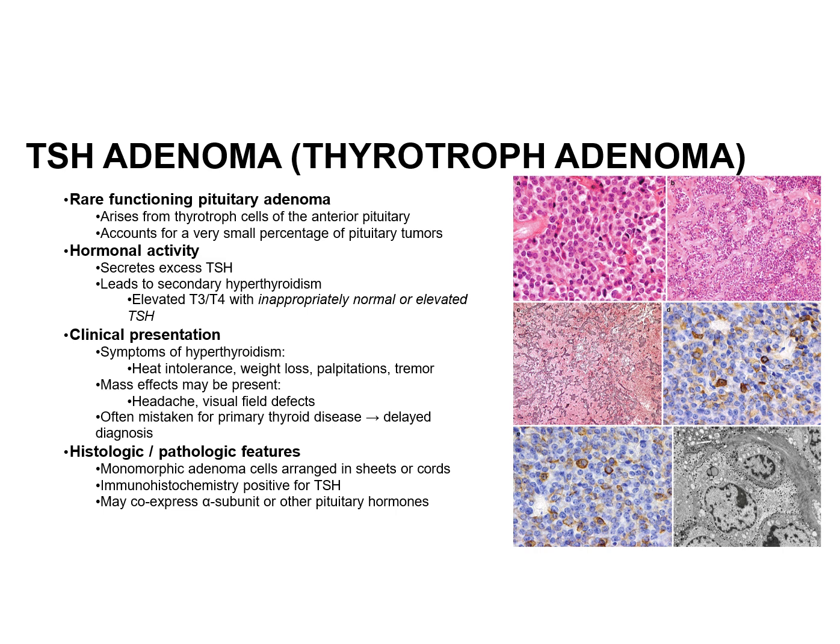Clinically, patients look hyperthyroid, so they have heat intolerance, weight loss, palpitations, and tremor, but they may also have headaches or visual changes from the tumor mass. These tumors are often misdiagnosed as Graves' disease or toxic nodules, which delays the correct diagnosis. Histologically, the tumor is composed of fairly uniform cells arranged in sheets or cords, and immunostaining is positive for TSH, sometimes along with other pituitary hormones.